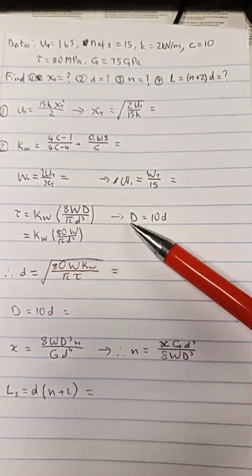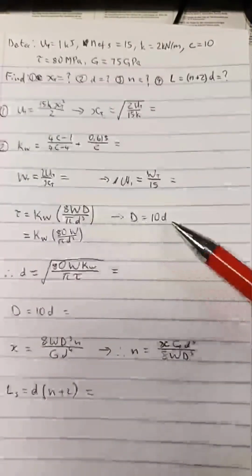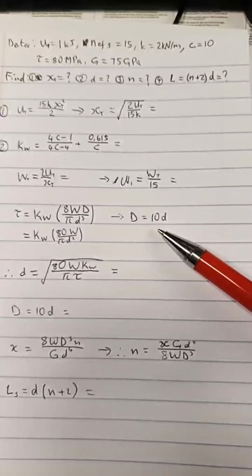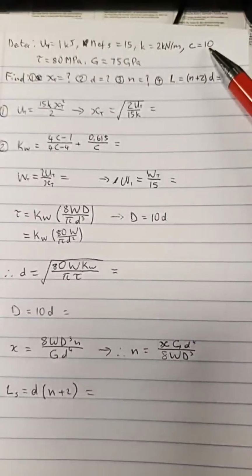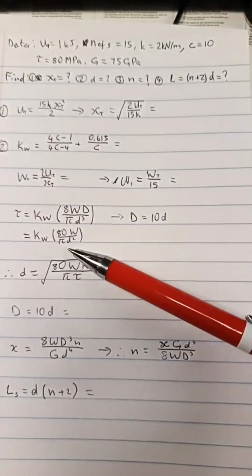Then remember, we do not have capital D. So since we do not have D, we had to equate D to 10 small letter d. Remember, C is equal to 10. So that is why we equated it to that. Then we have our answer now.